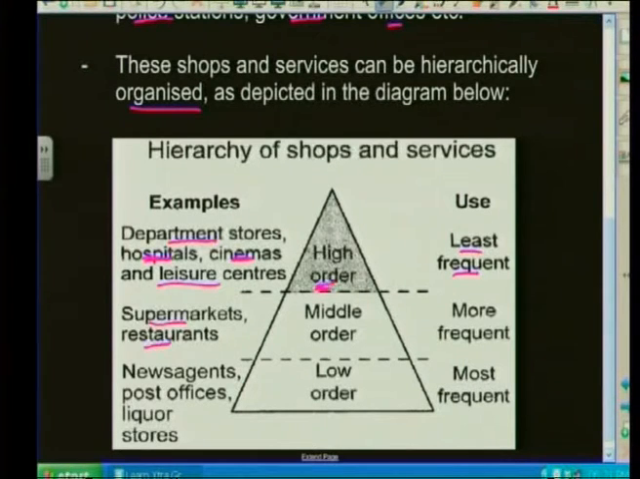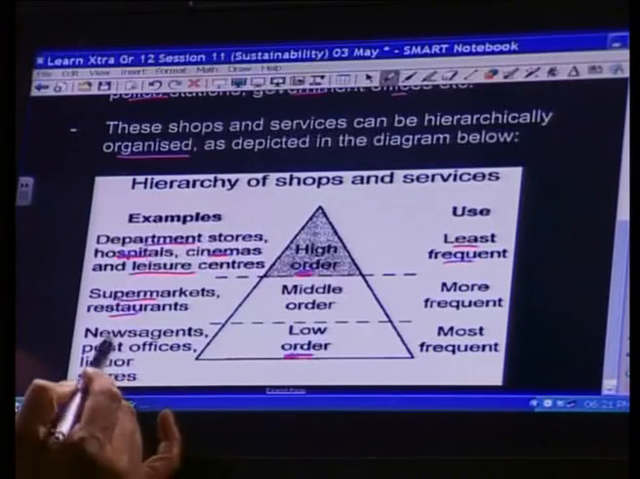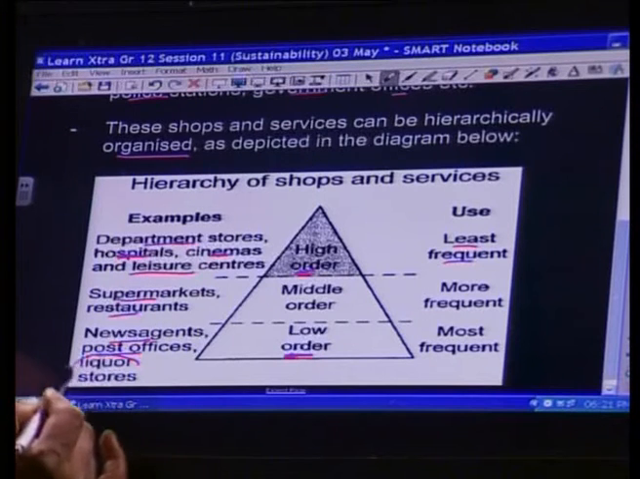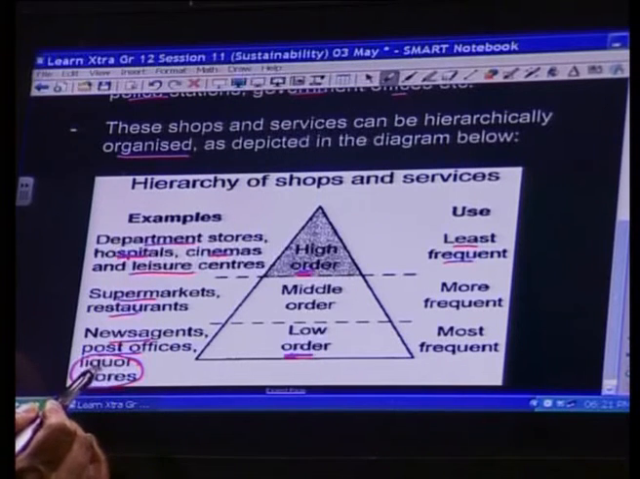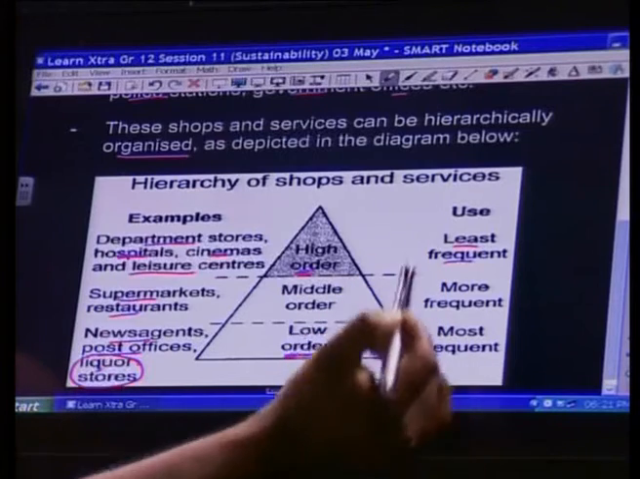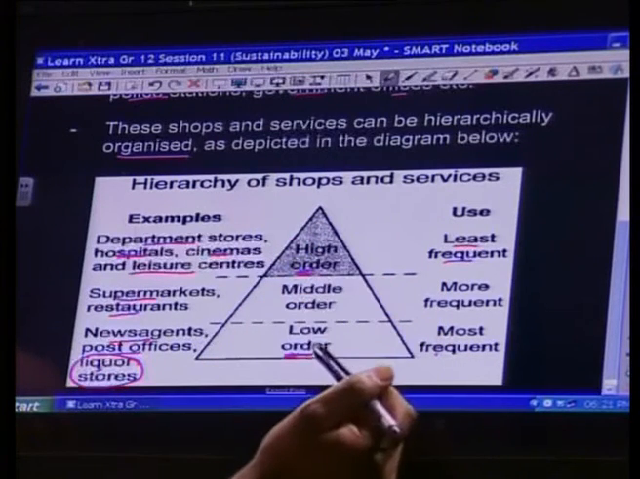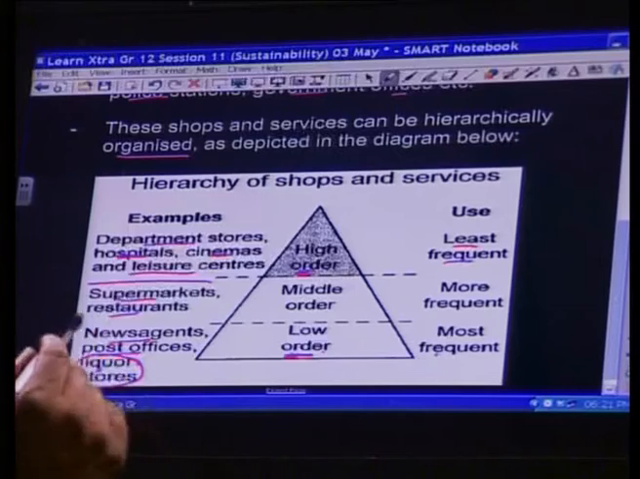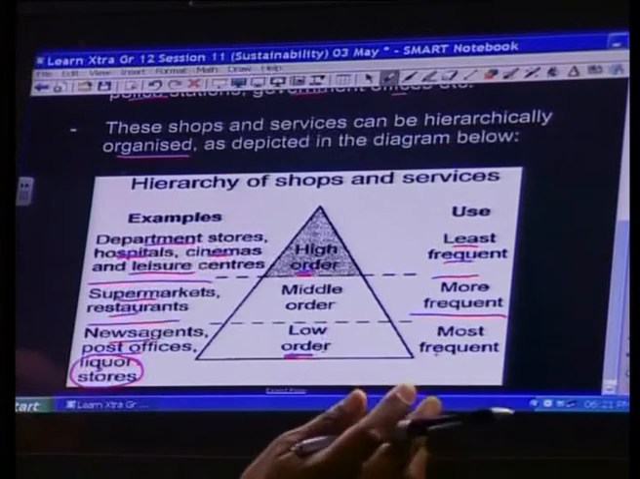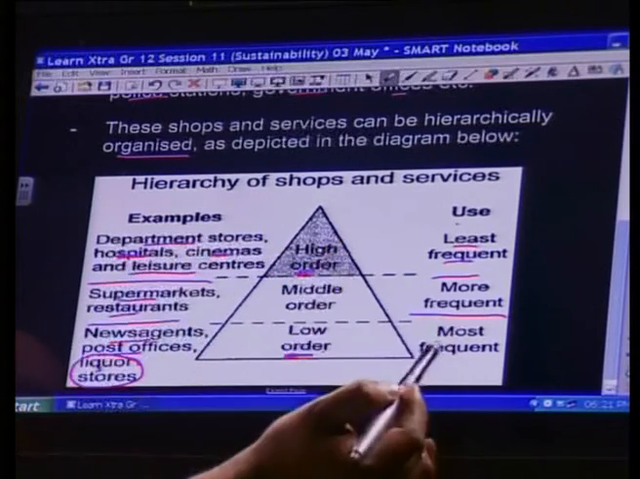Supermarkets and restaurants serve as middle order functions. They are more frequently visited, however, not as much as your lower order functions. Your lower order functions serve to inform you that these are aspects of services and goods that are needed on a daily basis. They become low order functions because we need these every day. I hope these low order functions are not required by you on a daily basis. I hope we've understood the difference between a high order and a low order function. The middle order function serves as a go-between between high and low.